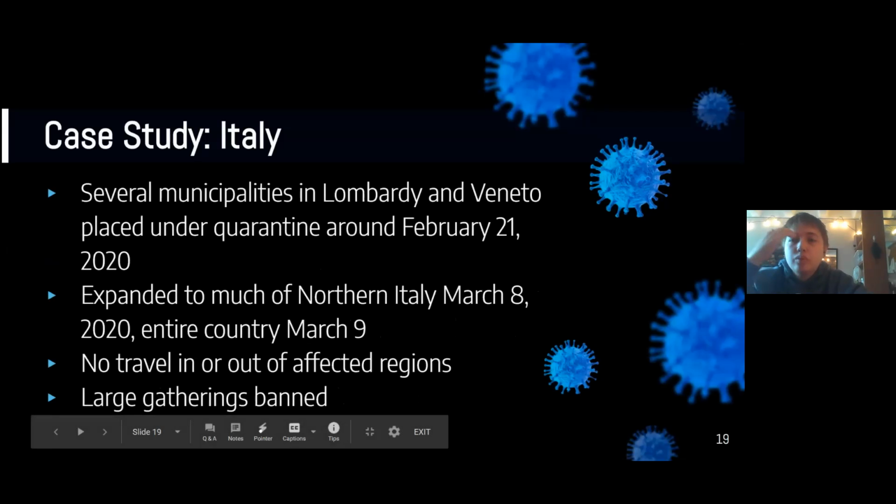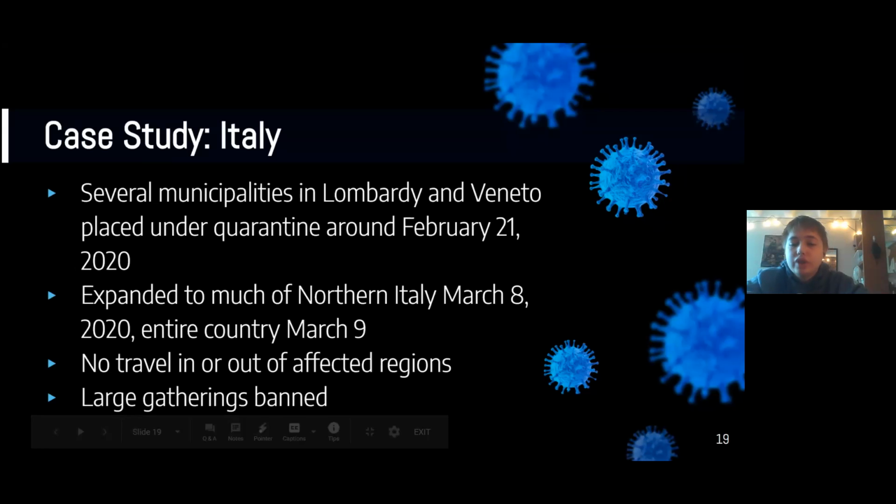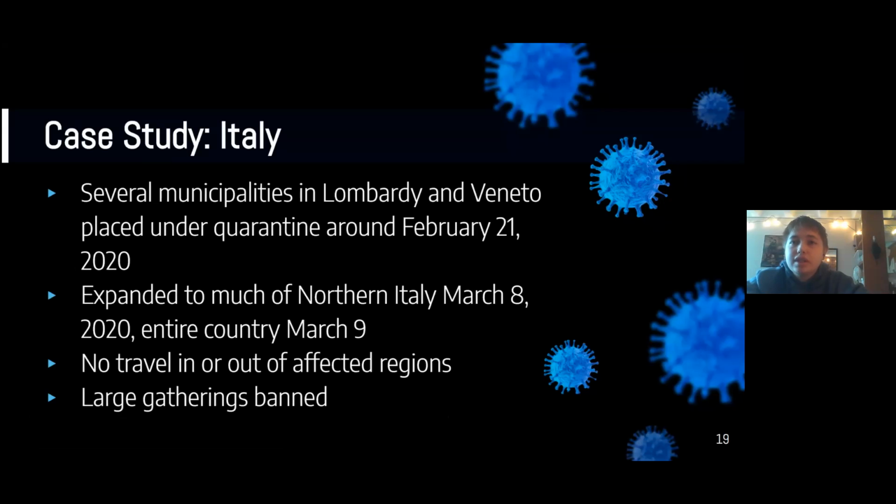And so now we'll look at Italy, which had probably the strictest lockdown measures at the beginning of the pandemic, aside from China. It started out with several municipalities in Lombardy and Veneto being placed under quarantine around the 21st, 22nd of February, and that was expanded to much of northern Italy on March 8th, and then to the entire country a day later.